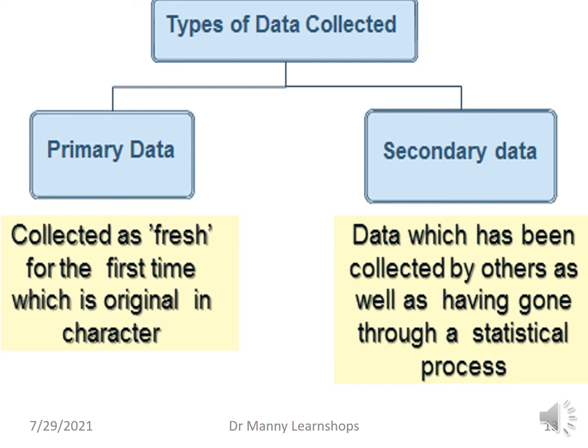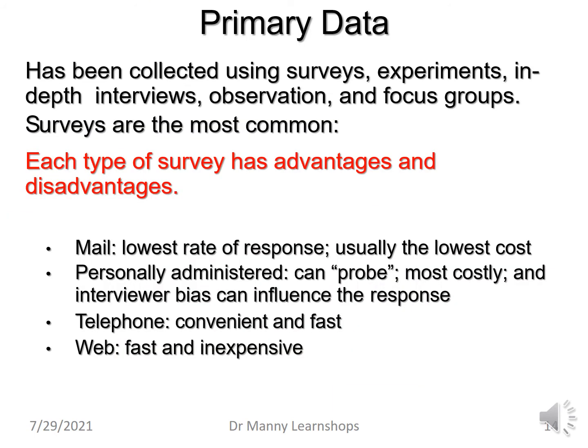So types of data, you've got two types, primary data and secondary data. Primary data, as we said, fresh, first time, original, unique. Secondary, collected by others already, which you can review. Primary data has been collected using surveys, experiments, in-depth interviews, observation, focus groups. Surveys, however, are the most common. Each type of survey has advantages and disadvantages. For example, mail, the lowest response rate, and usually the lowest cost. Personally administered, can probe, most costly, and the interviewer biases can influence the response. Telephone, convenient and fast. Web, fast and inexpensive.